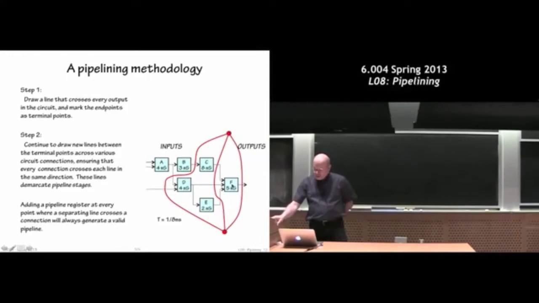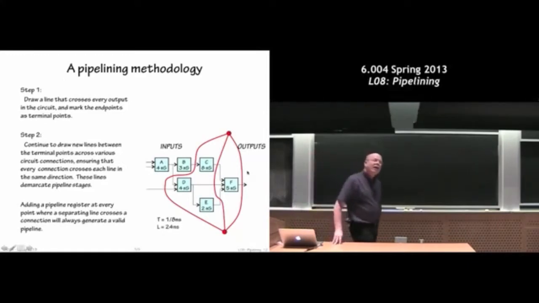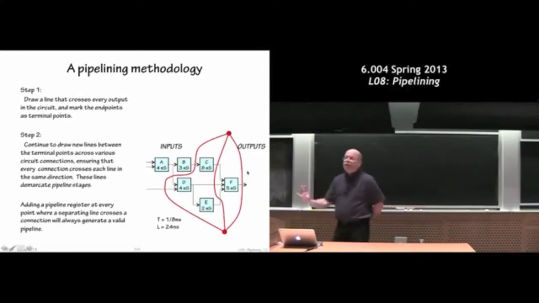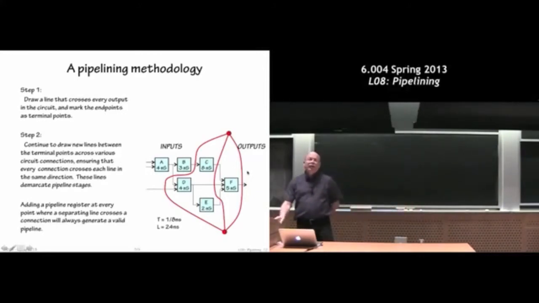Okay, so what is the throughput and latency of this? Well, we can see that the longest combinational delay in any pipeline stage is 8. We're dealing again with ideal pipeline registers. And then there's 1, 2, 3 registers, so the latency is 3 times the 8 nanosecond clock cycle, or 24 nanoseconds. So we get one output every 8 nanoseconds, and the latency of a particular input to output is 3 clock cycles, or 24.